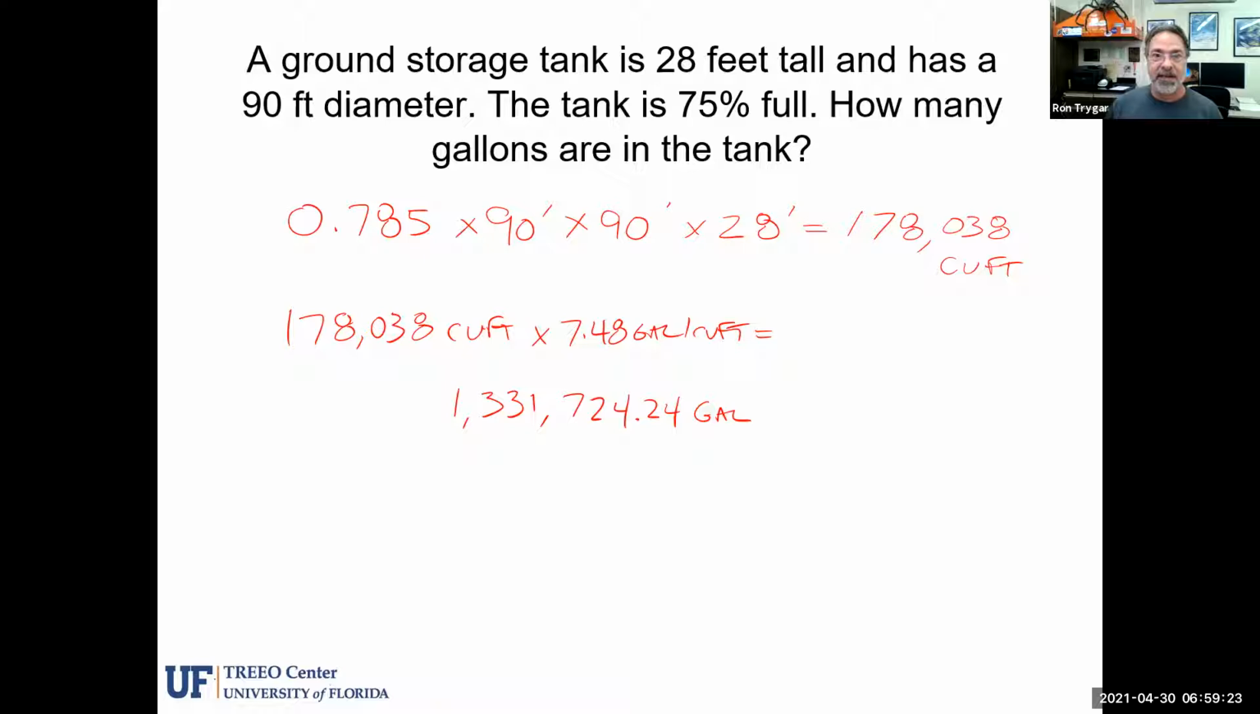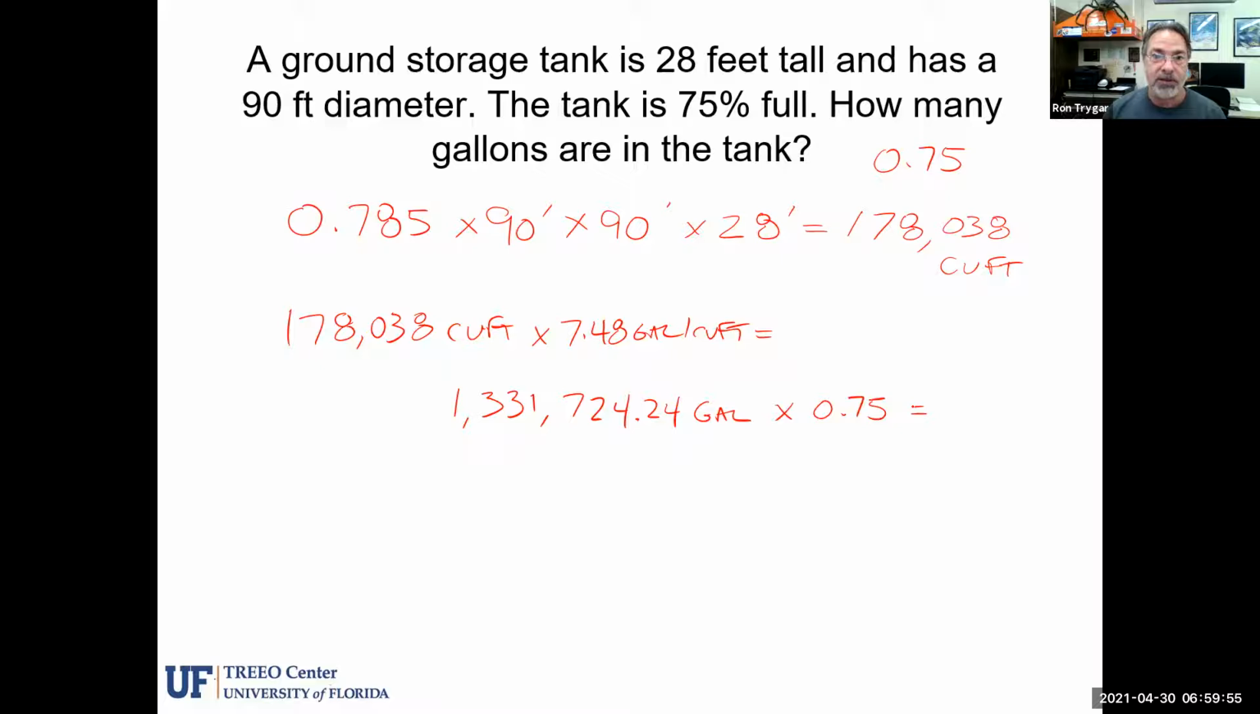Now, don't forget the tank is 75% full, so it's not completely full. So what we need now is 75% of the 1,331,724. To figure out the percentage, we're going to convert that 75% into a decimal, which is 0.75. So now all we need to do is multiply the value that we have here times 0.75, which represents the 75%.